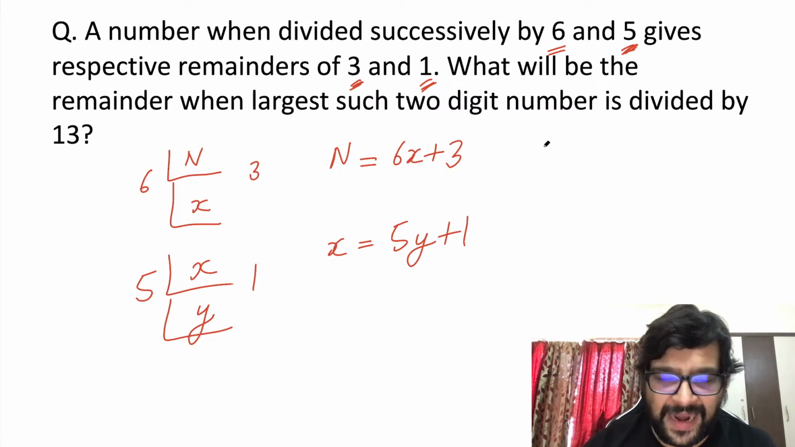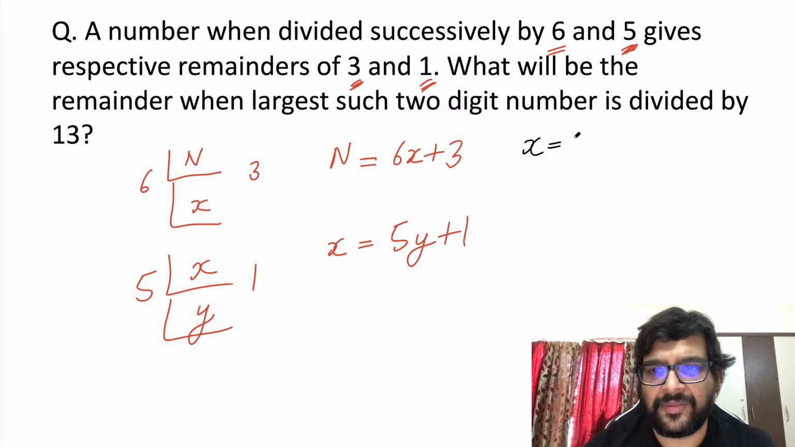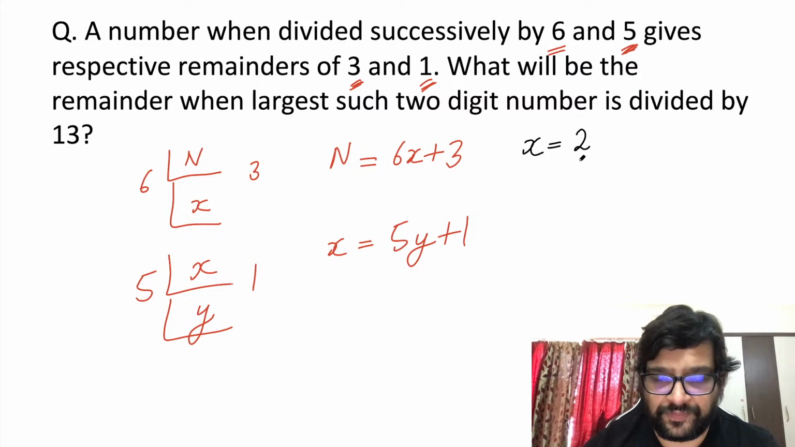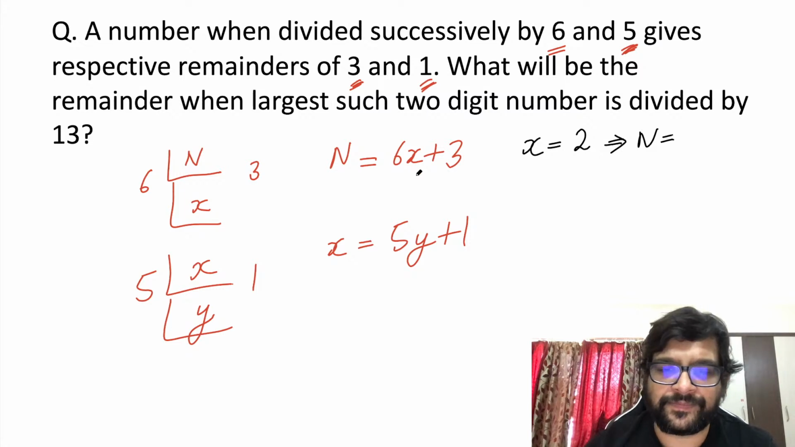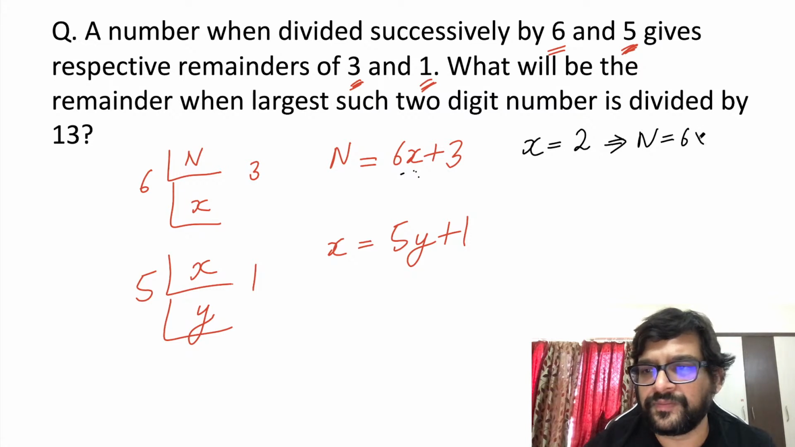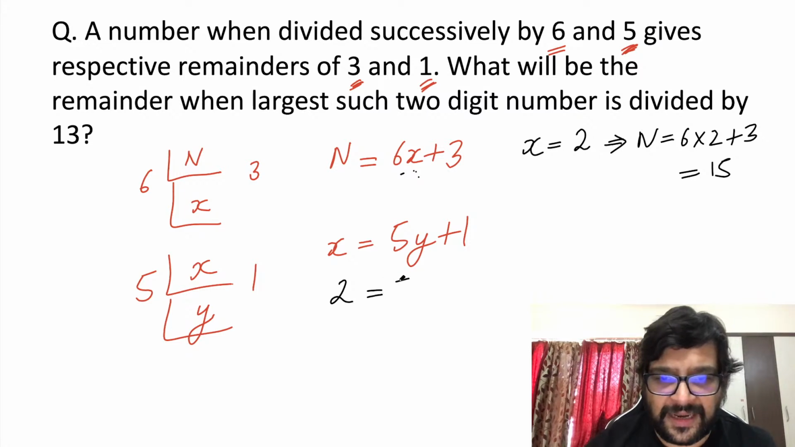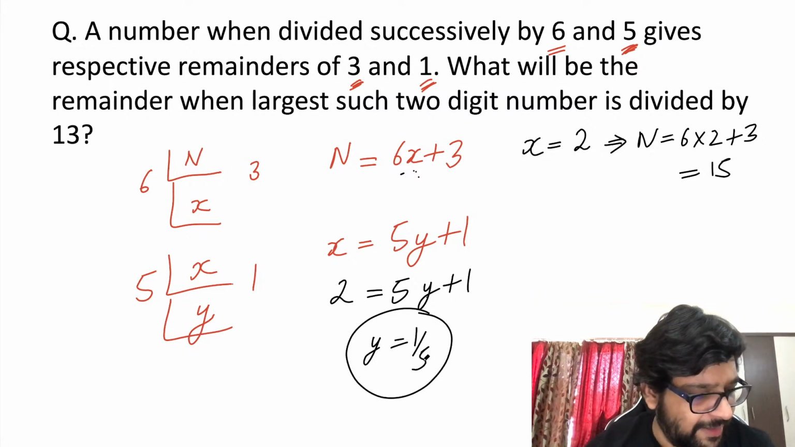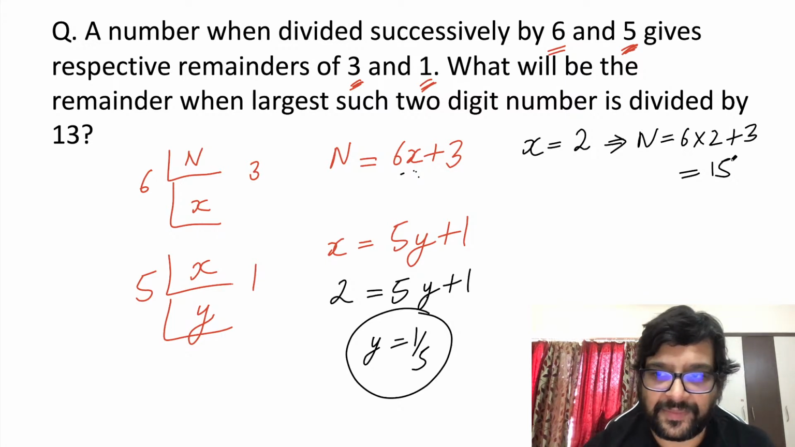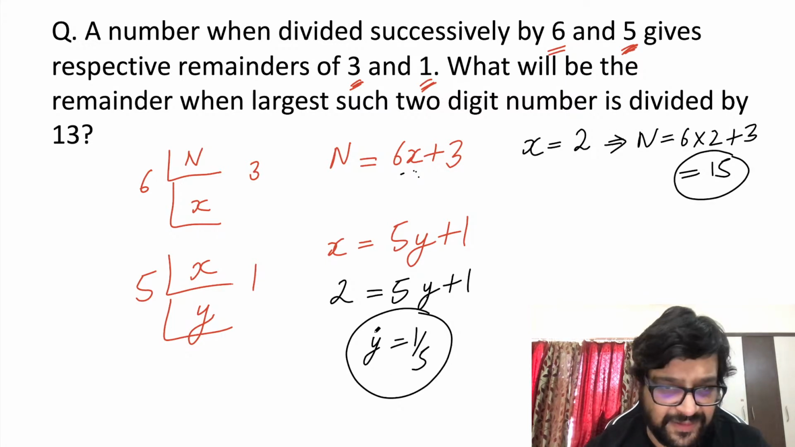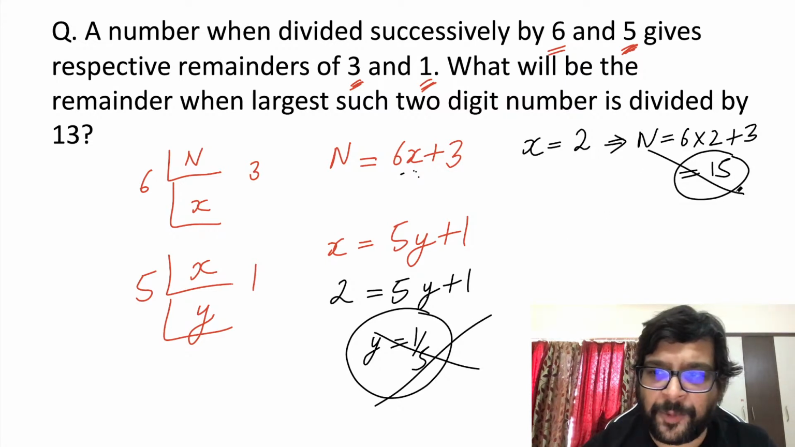So suppose, randomly speaking, I assume x as 2. If I assume x as 2, then the value of n comes out as 6 into 2 plus 3, or 15. And if I assume x as 2, then 5y plus 1, y comes out as 1 by 5. Is this possible? The value of x as 15 and y as 1 by 5?